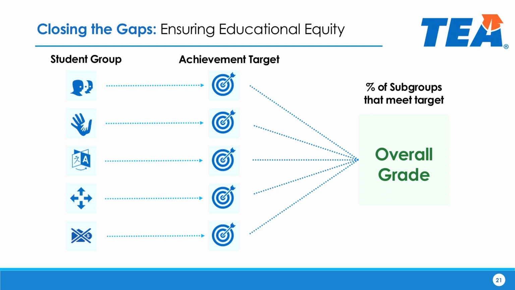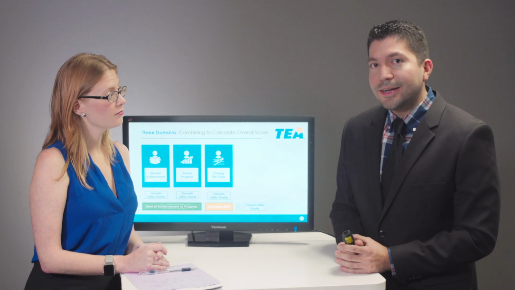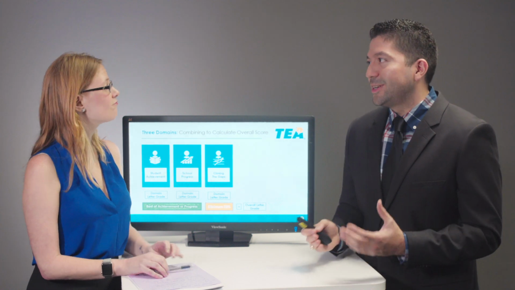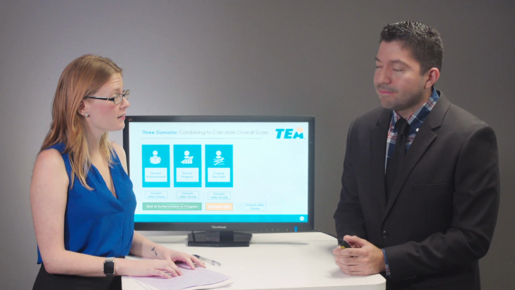So again, you have 3 domains, and each of those are going to be graded. So you'll have 3 domain letter grades. TEA was going to use the higher of student achievement or student progress. That's going to be about 70% of your overall letter grade. Then the domain letter grade for closing the gaps will be 30%. From there, TEA will combine those two to get an overall letter grade for your campus and district. And that's basically how it's going to work next year, without getting into the nitty-gritty, but just some overarching framework for this system. It's really helpful to hear.